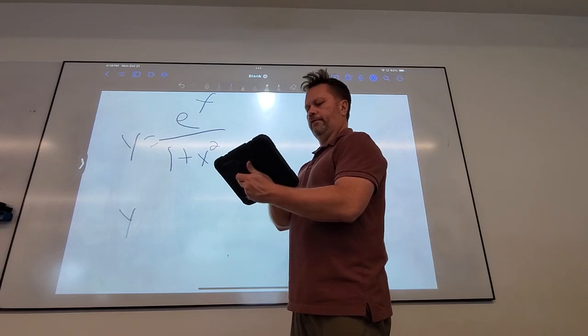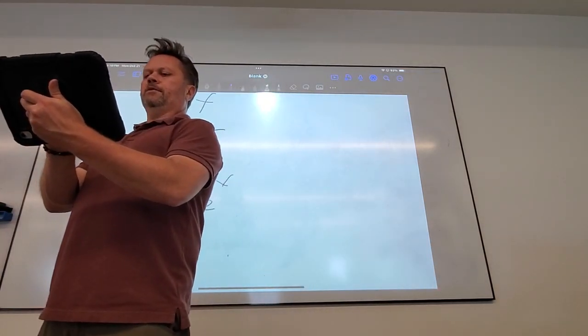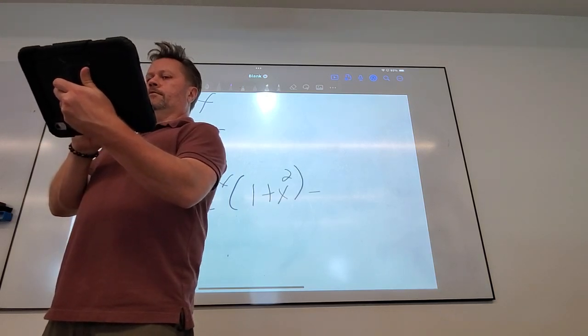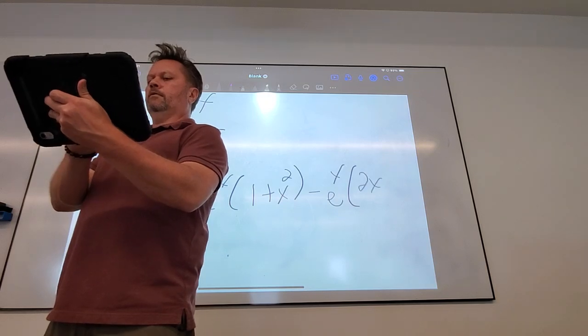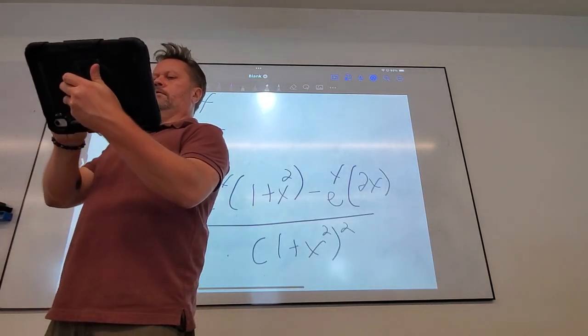What's this guy's derivative? e to the x. You have the derivative of the top times the bottom, minus e to the x times the derivative of the bottom, which is 2x, all over 1 plus x squared, squared.